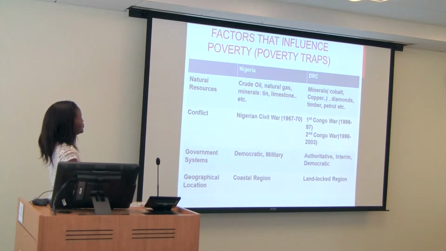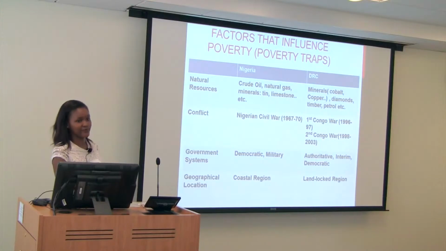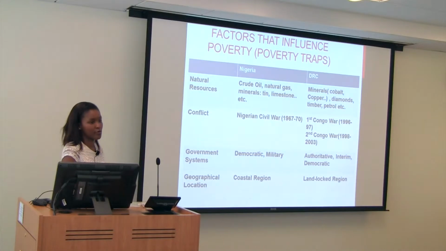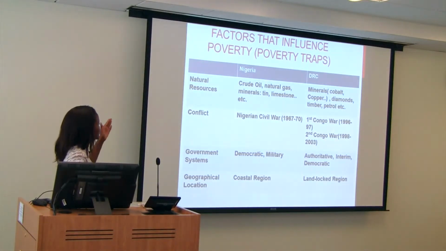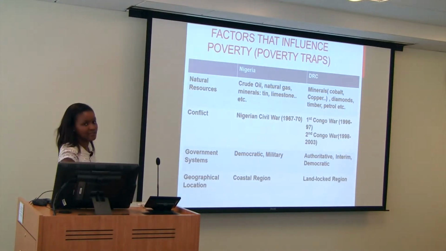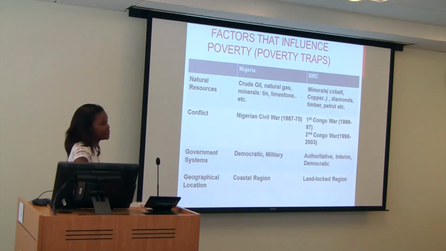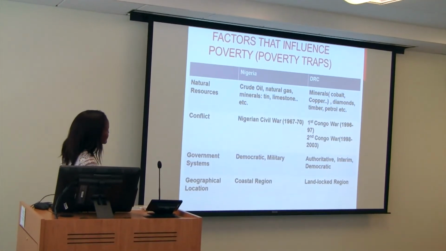So this is just a brief history of both countries with great influence on the factors that do influence poverty. Now, these factors are also called poverty traps by Oxford professor Paul Collier, who thinks that a lot of African countries do experience these factors and hence they do influence their economic development. Natural resources. Nigeria has natural resources such as crude oil, natural gas, minerals, tin, limestone, and the DRC has a really large mineral reservoir of cobalt, copper, diamonds, gold, and other things.